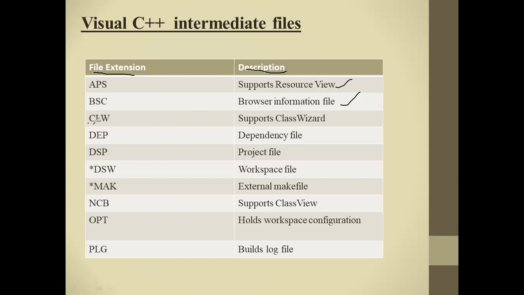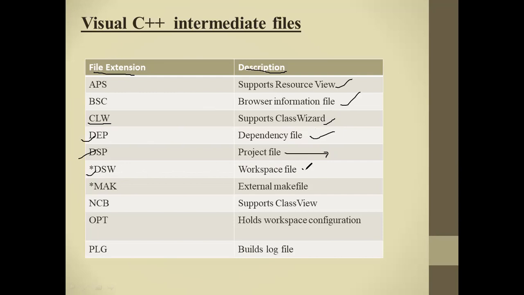Again, this is a very important file: .clw. It supports all your class wizard files. Class wizard is a special type of class that we are going to use in our programming language. It basically consists of all the resource classes. Then your .dep, which is your dependency file. Then .tsp, this is your main project file.